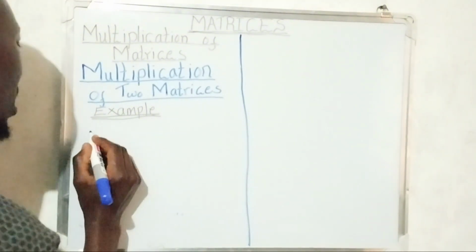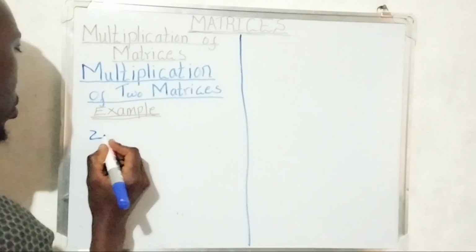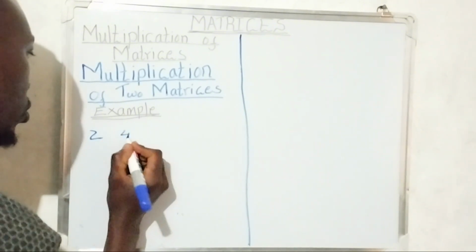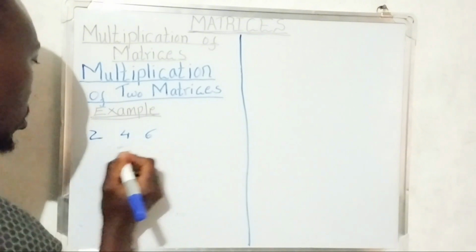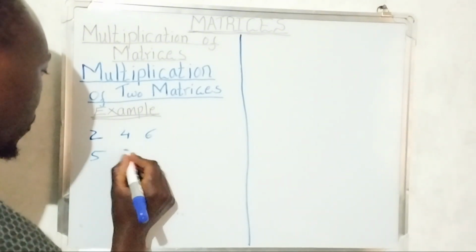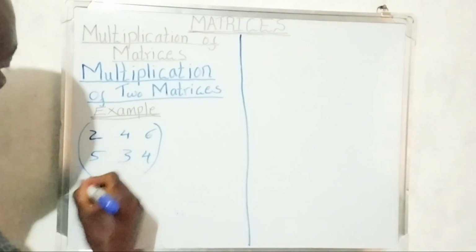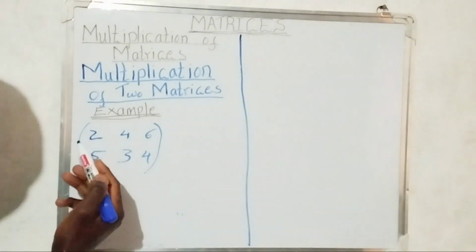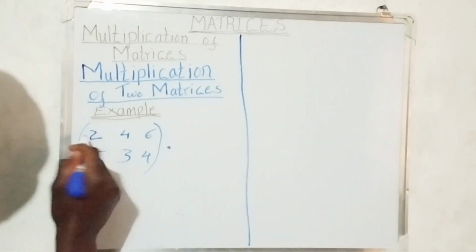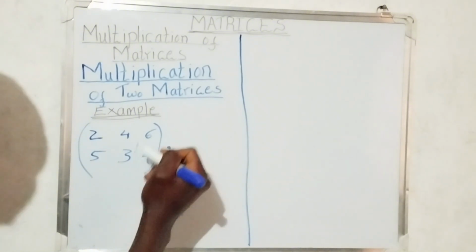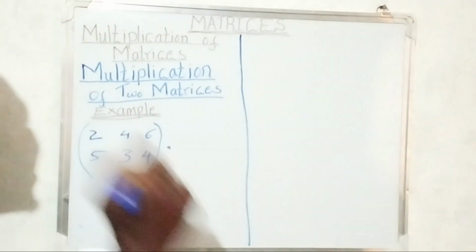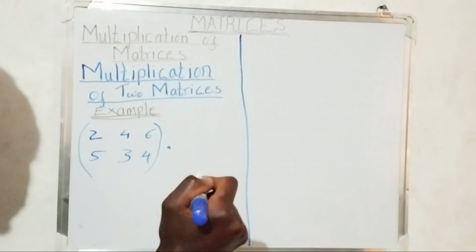Suppose we have 2, 4, 6, 5, 3, 4. How many columns does it have? This one has 3 columns. So the second matrix has to have 3 rows.